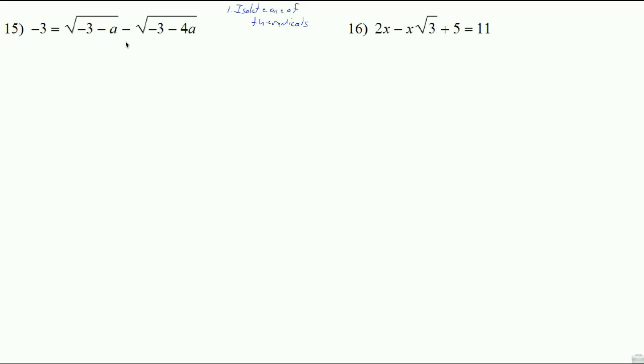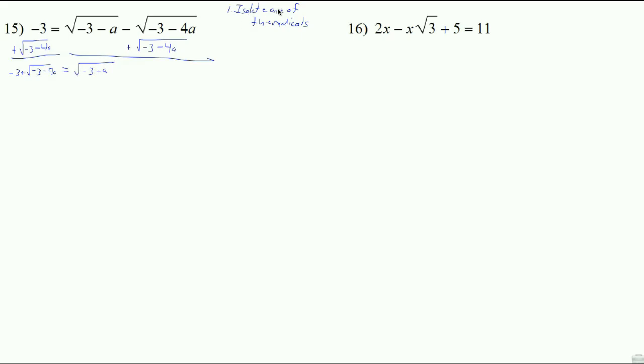So the easiest one is just to go ahead and add the square root of -3 minus 4a. Be careful as you work through here. Don't forget any negatives. There's several of them. So when we combine these, we got -3 plus the square root of -3 minus 4a. On the right side, we're simply left with the square root of -3 minus a.